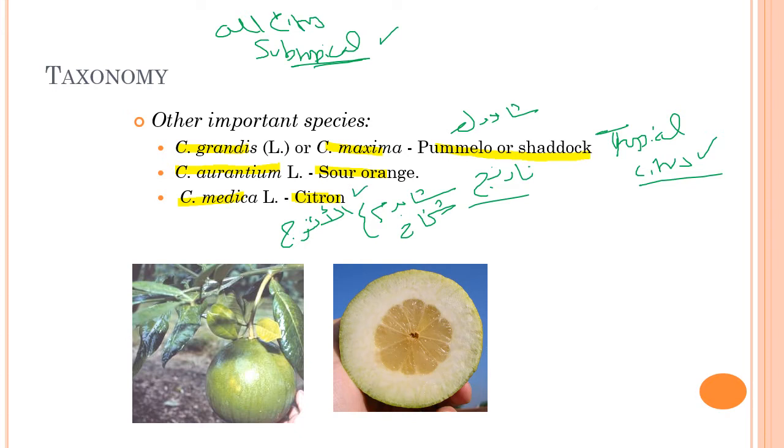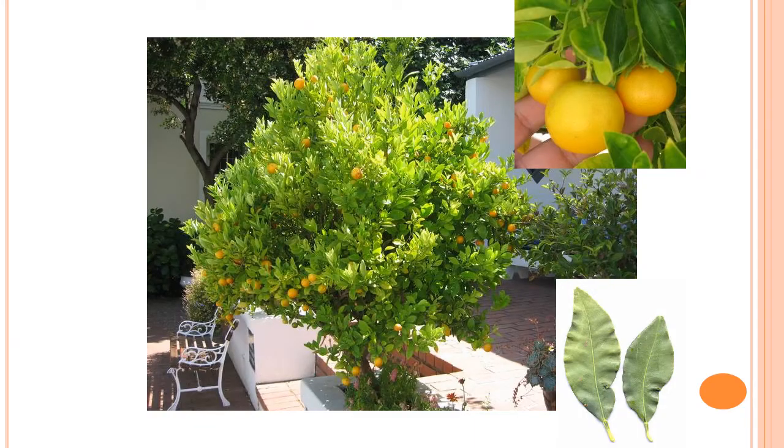It's citron and it is called Citrus medica because really it is used for medical purposes. This is Citrus medica. This is what it looks like. This is pomelo. So this is Citrus medica, and this is the pomelo. So these are an overview of the taxonomy of citrus.